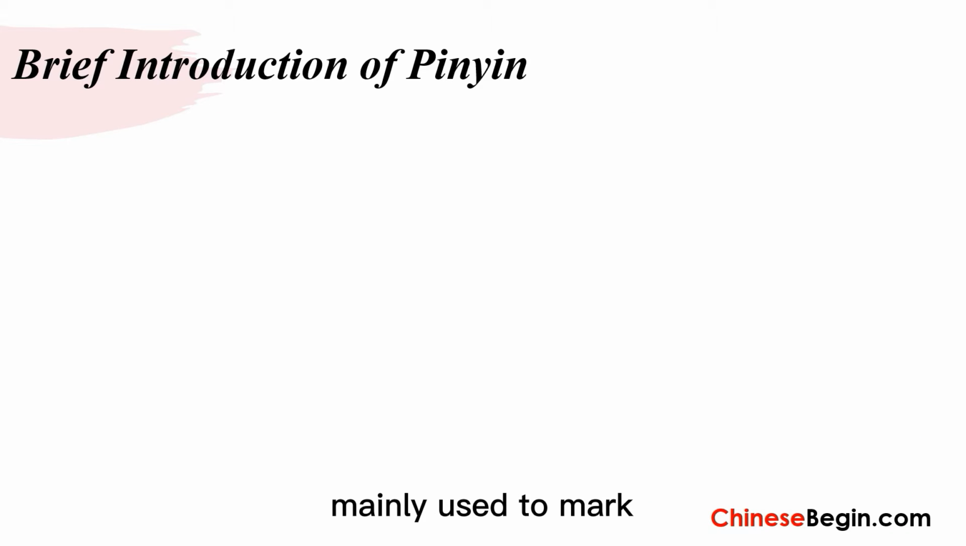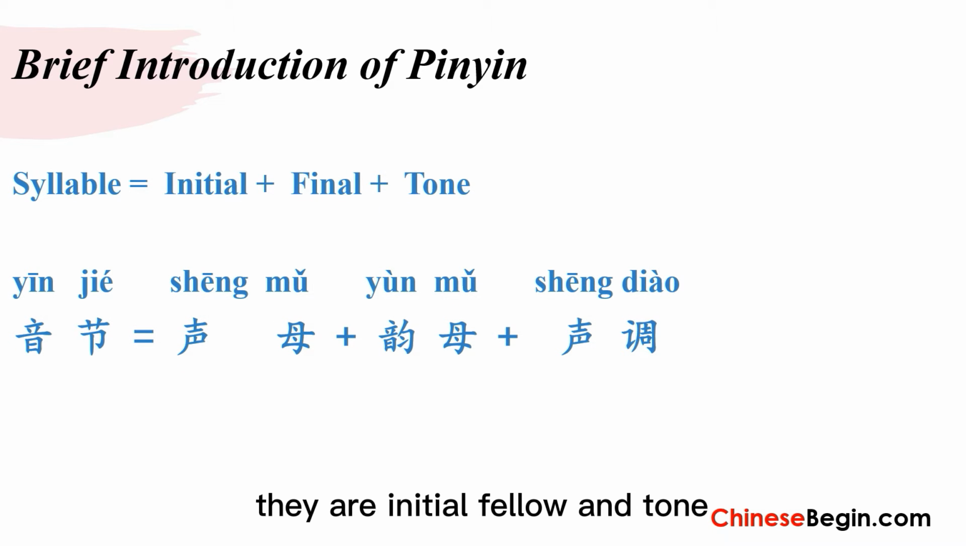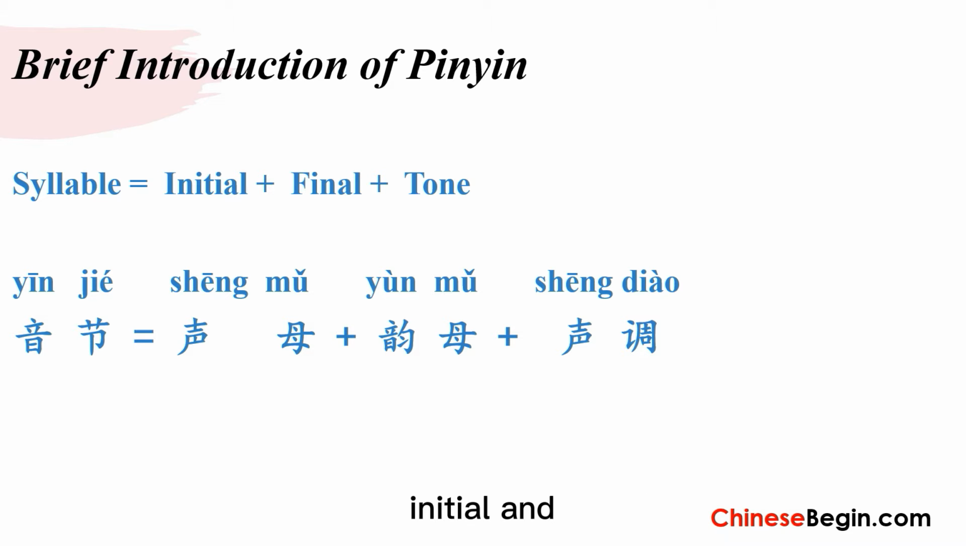Pinyin is mainly used to mark the pronunciation of Chinese 普通话 as a phonetic symbol of Chinese characters. Each character has a specific syllable. Each syllable is composed of three parts. They are initial, final, and tone. Syllable in Chinese is 音节, and one 音节 is composed of 声母 initial, 韵母 final, and 声调 tone.